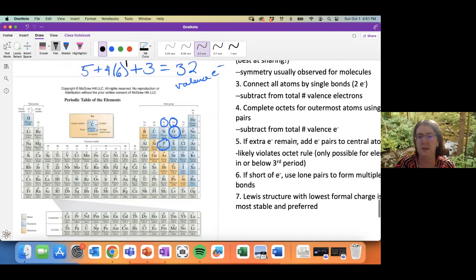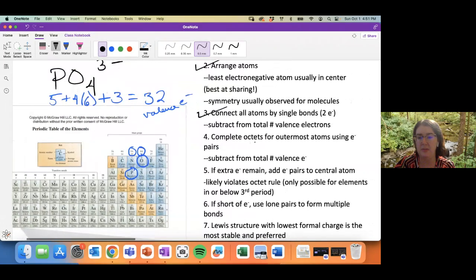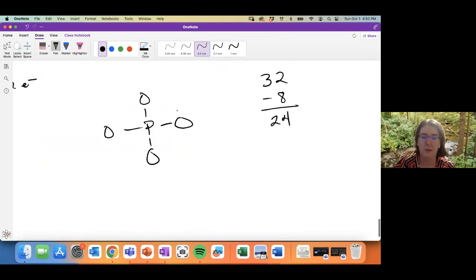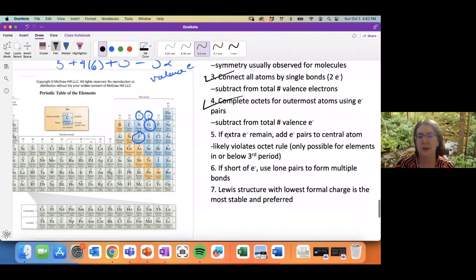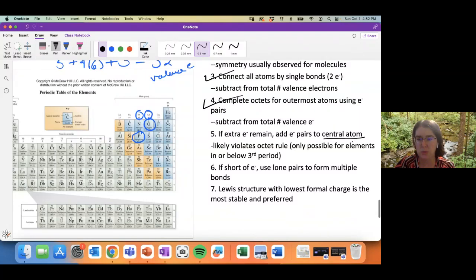Now that I have 24 left over, everything's connected. Now what? Complete octets for outermost atoms using electron pairs. Cool. 24, 2, 4, 6, 8, 10, 12, 14, 16, 18, 20, 22, 24. So right now, I've got some instructions that says if I have extra electrons, I could add them to the central atom. Cool. But I don't have any extra. If I'm short of electrons, I could form multiple bonds. I'm not short of any though.